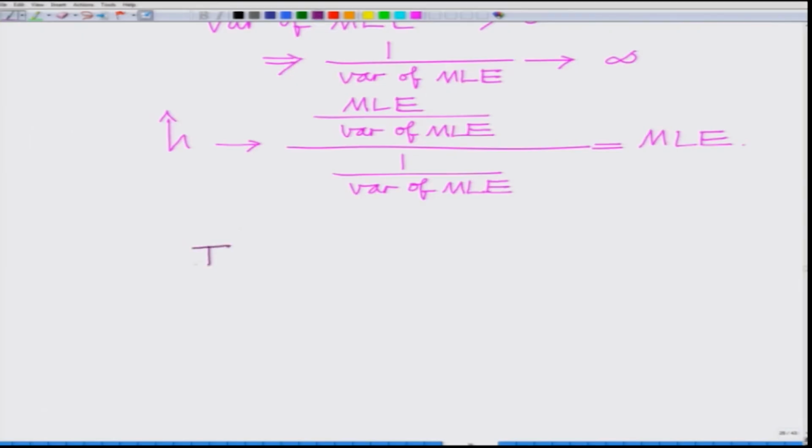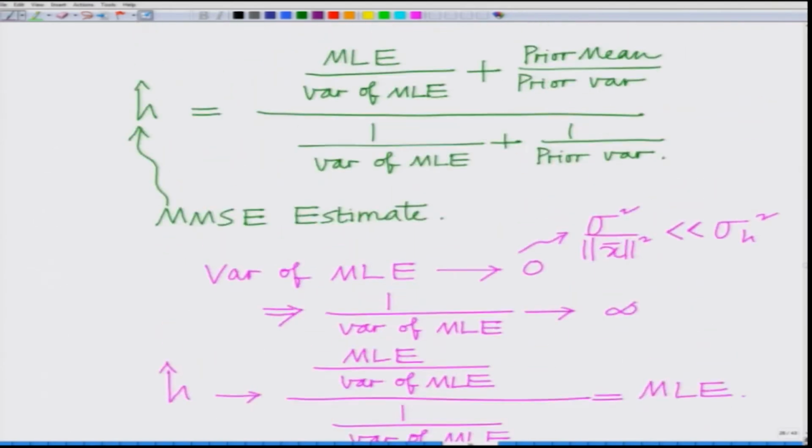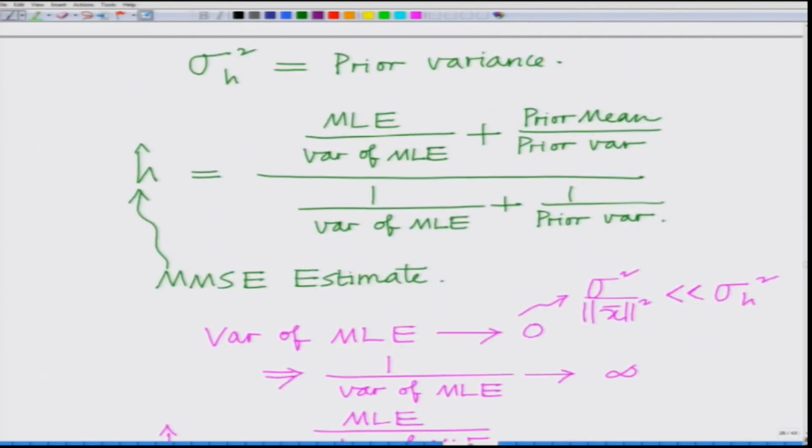Okay. On the other hand, you can see if sigma h square, the variance of the prior, is much smaller than the variance sigma square divided by norm x bar square, then what happens? In this case sigma square divided by norm x bar square is the variance of the maximum likelihood estimate. Now, in this case you can see something equally interesting. In this case the opposite happens. In this case 1 over prior variance is very small. So, prior mean over prior variance is very large in comparison to MLE divided by the variance of MLE. So, this quantity becomes dominant, in the denominator 1 over the prior variance becomes dominant.